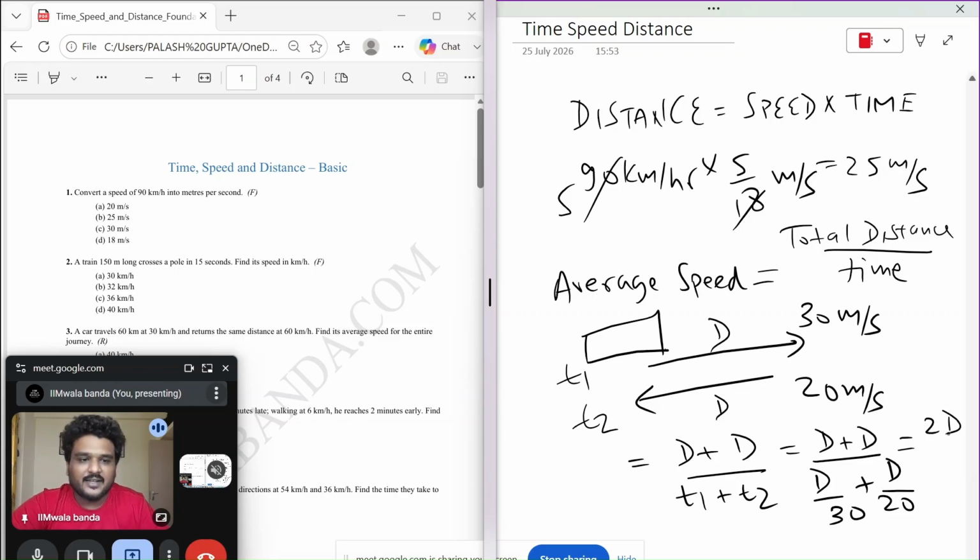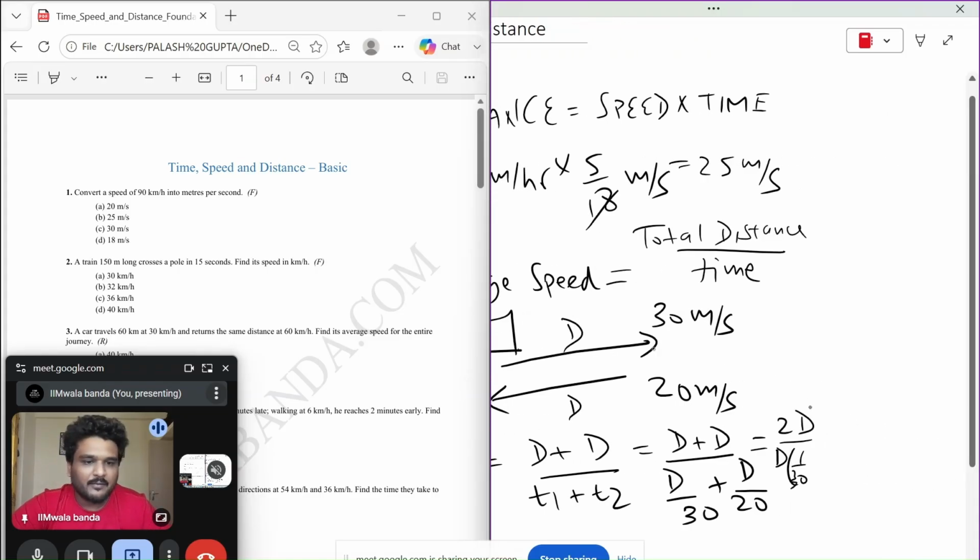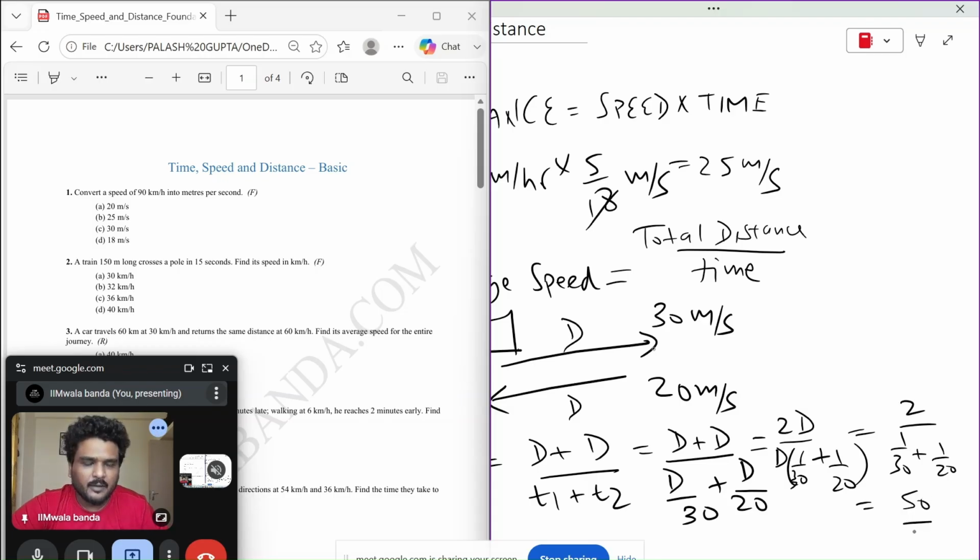So you will see that d will get eliminated here. So this will become 2 upon 1 by 30 plus 1 by 20. Further, if you solve it, this becomes 2 upon 50 by 600, or this becomes 60 into 2 by 5. So 24 meter per second.